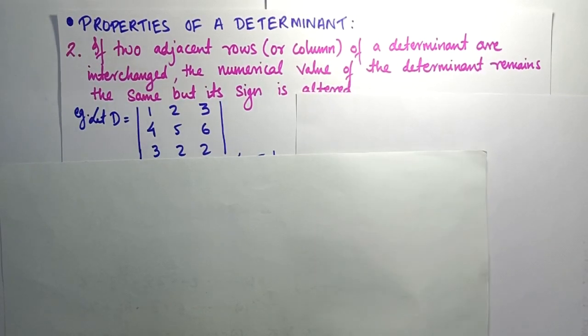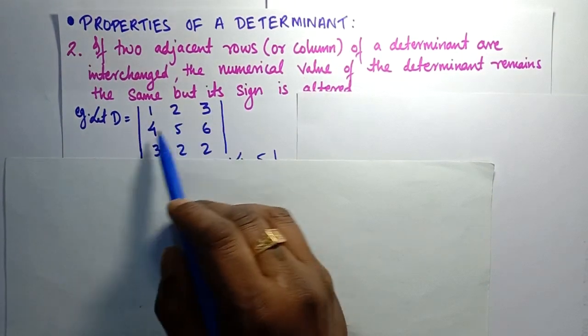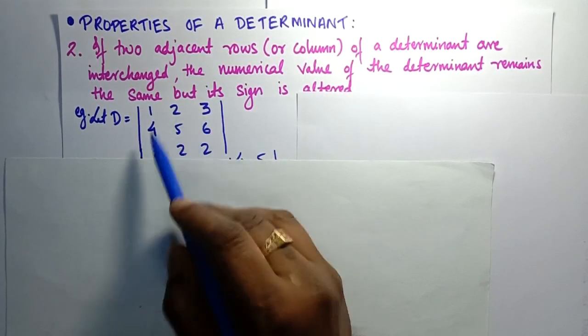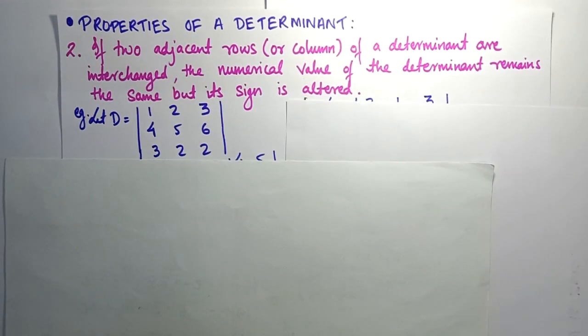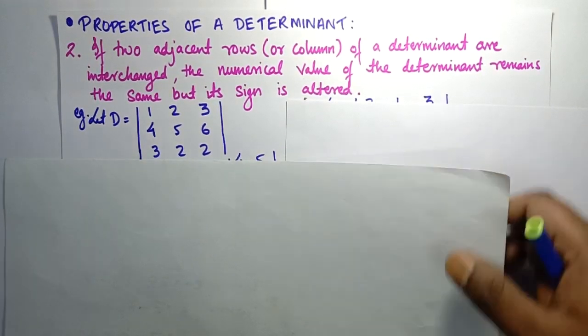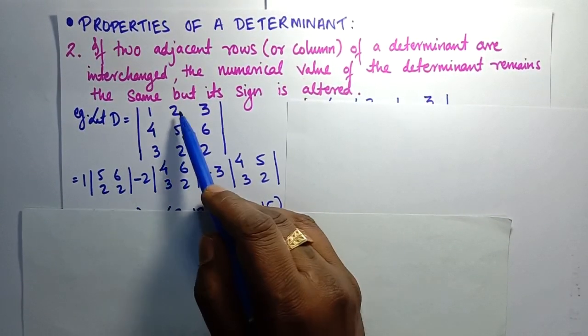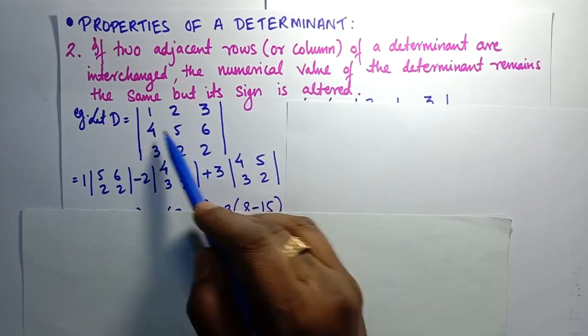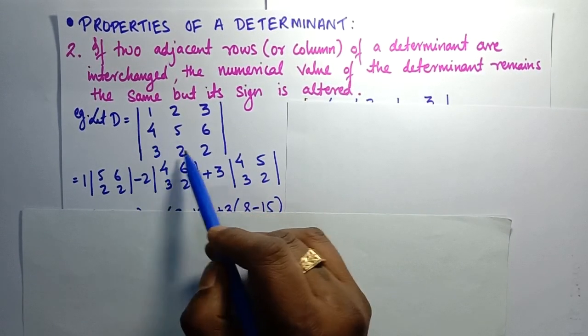Let's prove this also by an example. D with rows 1, 2, 3; 4, 5, 6; and 3, 2, 2. I have taken this example. Now I hope you are perfect with the expansion now, so expansion is simple. I'll open from 1. So 5, 6; 2, 2, then minus 2 times 4, 6; 3, 2, and then 3 times 4, 5; 3, 2.